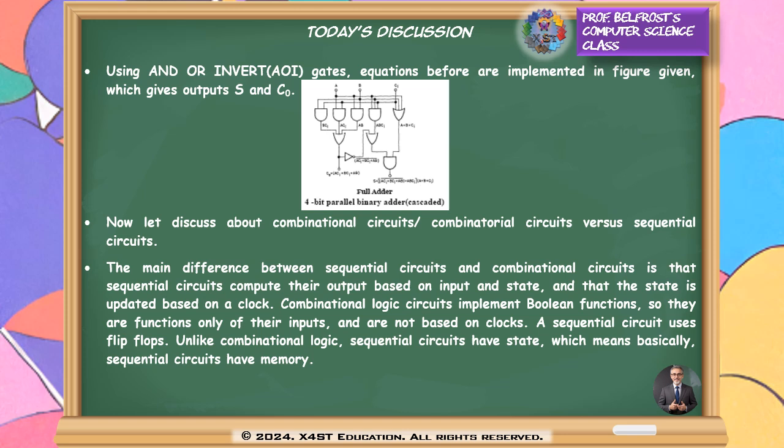Using AND-OR-invert (AOI) gates, the equations before are implemented in the figure given, which gives the outputs S and C0. Okay, so now let's discuss a little about combinatorial circuits versus sequential circuits.